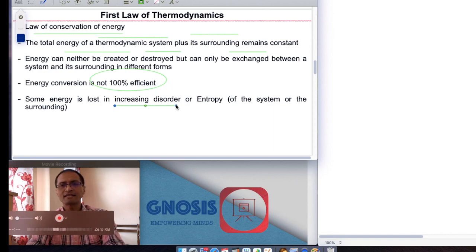So that is the gist of the first law of thermodynamics. The law of conservation of energy. The total energy of the system plus the surroundings always remains constant. The energy can neither be created nor destroyed. And the energy conversion is not 100% efficient. In the process of energy transformation, some energy is lost, and that energy is utilized in increasing the disorder or the entropy of the system or the surroundings.